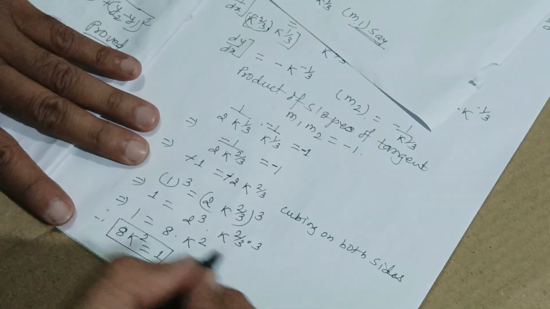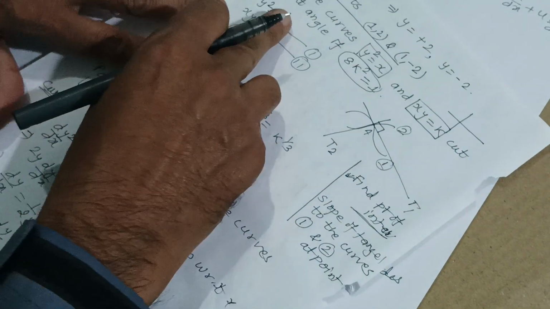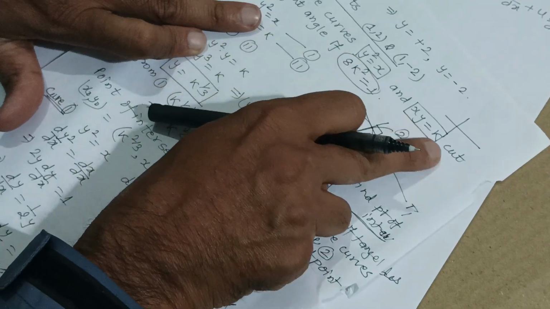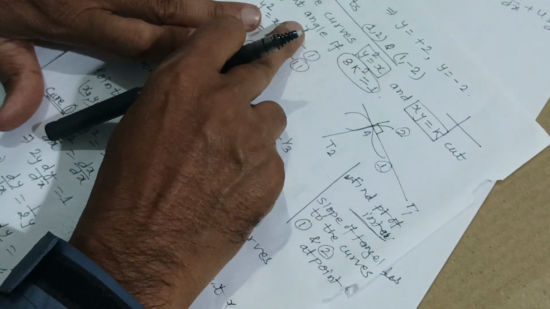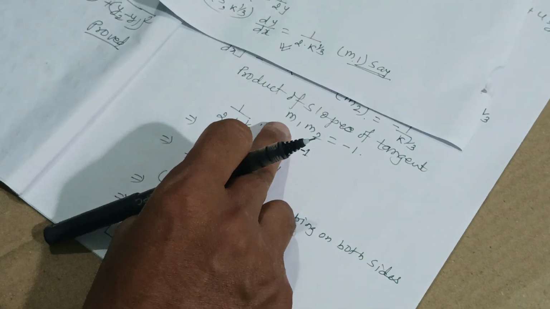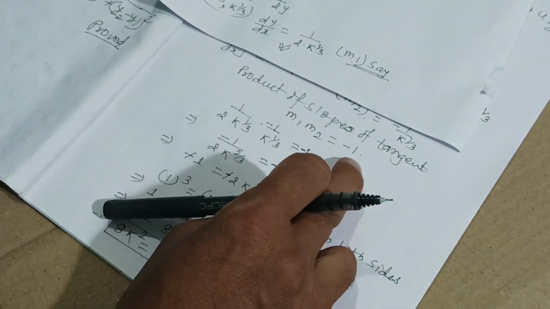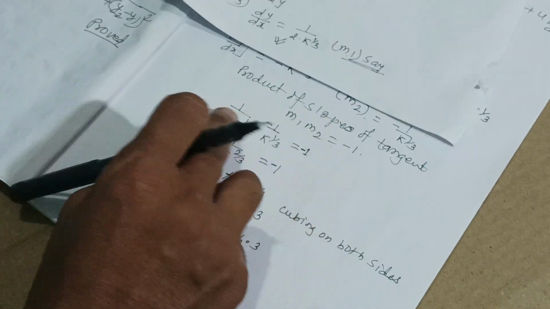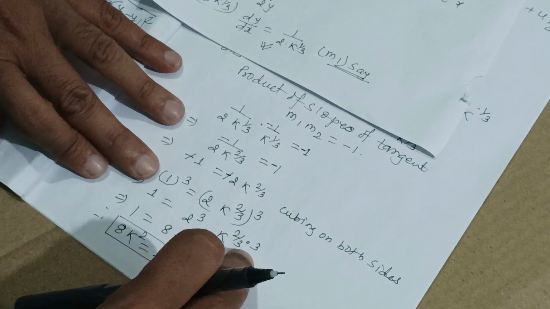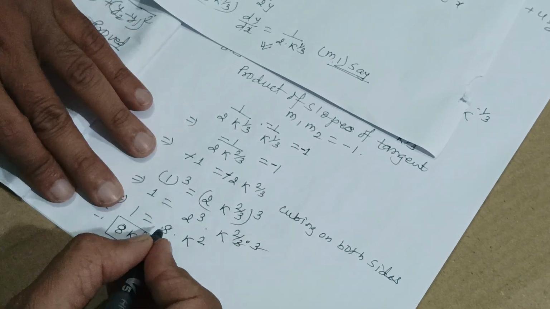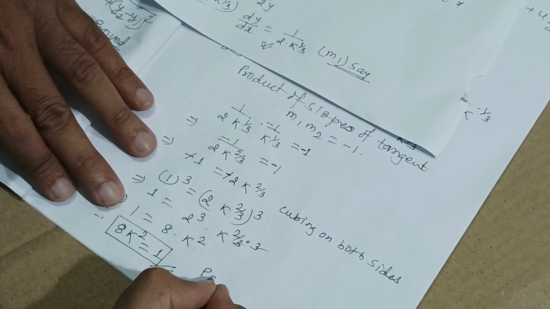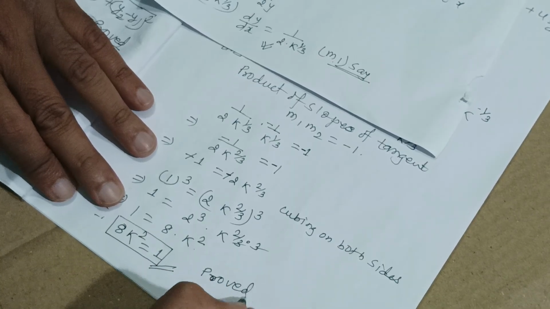So what did we have to prove? The question is to prove that the curves y square is equal to x and xy is equal to k cut at right angle if 8k square is equal to 1. They cut each other, so the product of the slopes is minus 1. We kept the values of the slopes and simplified, so the 3 and 3 cancel out and 8k square is equal to 1, which is our required result. This is proved.